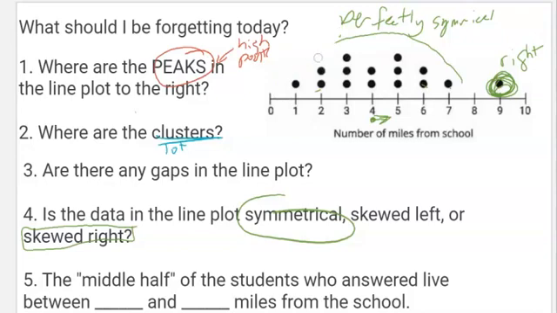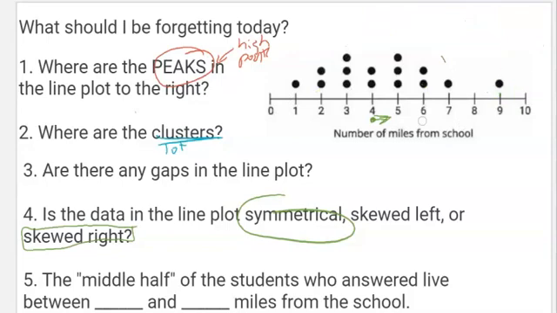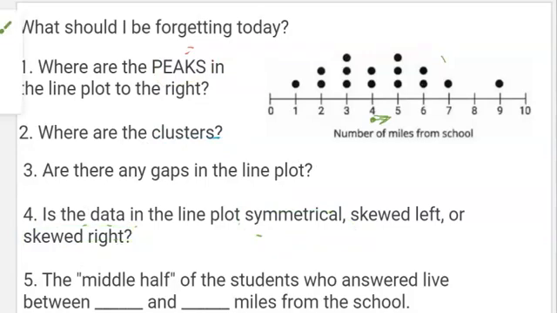To find this middle half answer, remember what the middle half means. There's a term in statistics we use that indicates the weird idea of a middle half. We're talking about the interquartile range when we talk about the middle half.